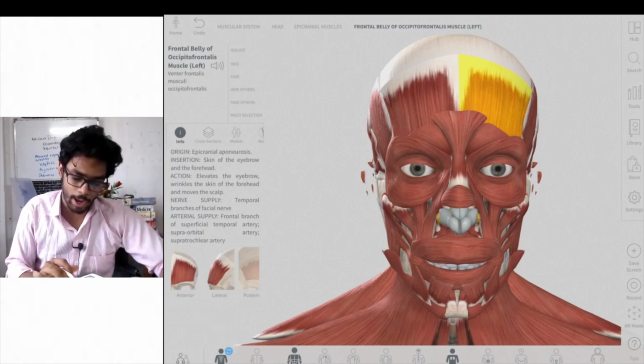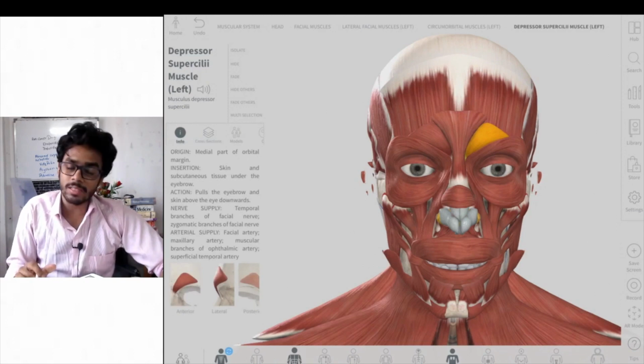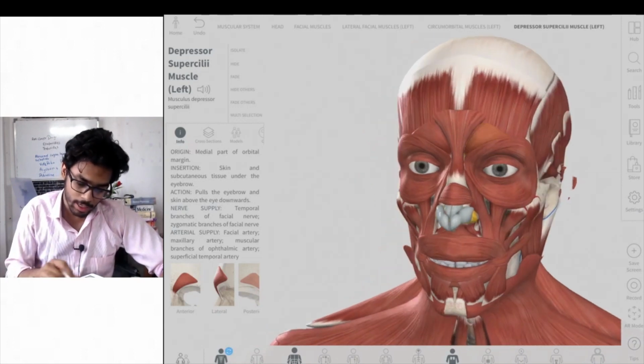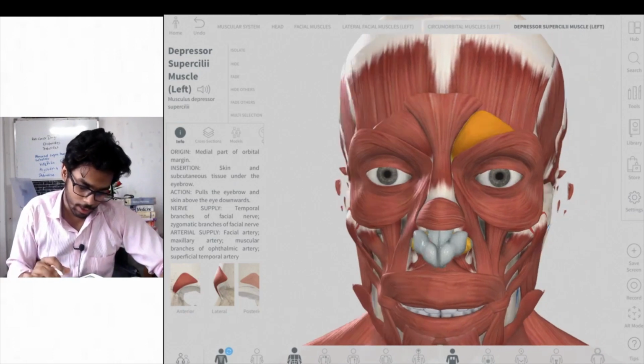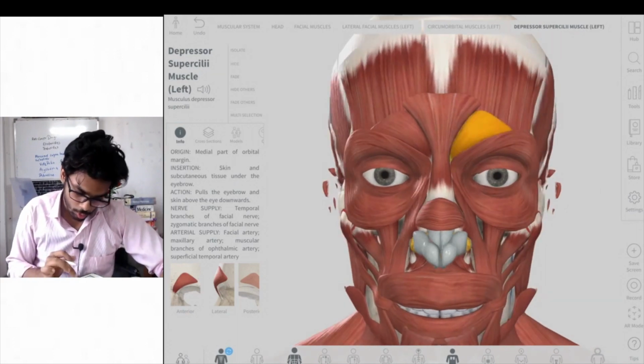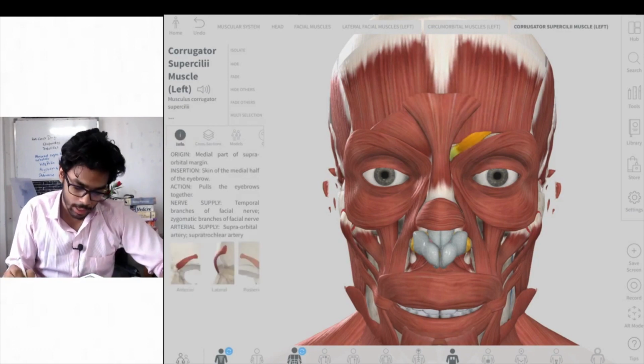Then we have this muscle, known as the depressor supercilii muscle. It originates from the medial part of the orbital margin and inserts itself into the eyebrow. When you remove this part, you can see this muscle. It is the corrugator supercilii. The origin is the medial part of the supraorbital margin, and the insertion is the skin of the medial half of the eyebrow, and it helps in pulling the eyebrow.